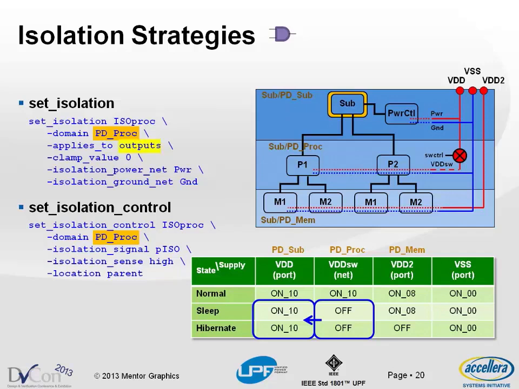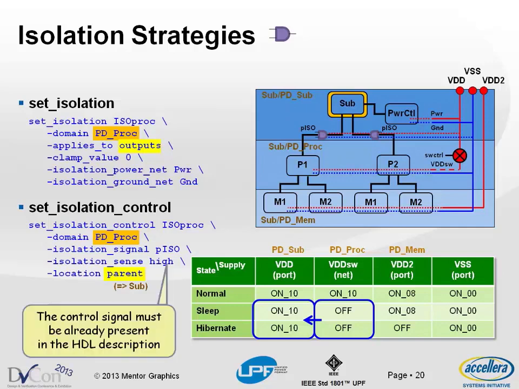In this case, we're applying this to the outputs of PD proc. So we're talking about the output ports up here of these instances in PD proc. And we're going to put the isolation cell into the parent domain above the cells that have those outputs. So in this case, that means putting them up here in the PD subdomain, attaching the control signals specified in set isolation control, and running the power in as before. And of course, once again, the control signal has to pre-exist.